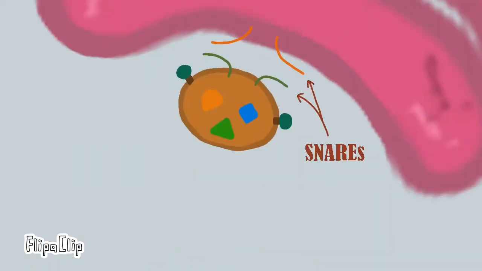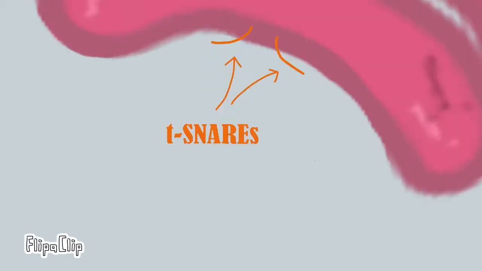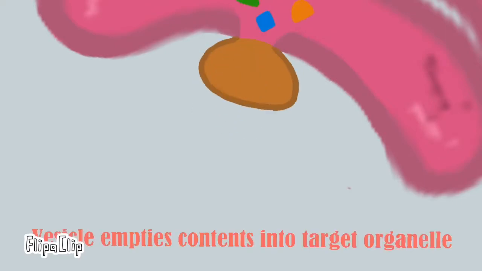Rab proteins and SNAREs ensure fusion with the correct target membrane. V-SNAREs are found on the vesicle and T-SNAREs on the target membrane. Vesicles can then release their contents into the target organelle.